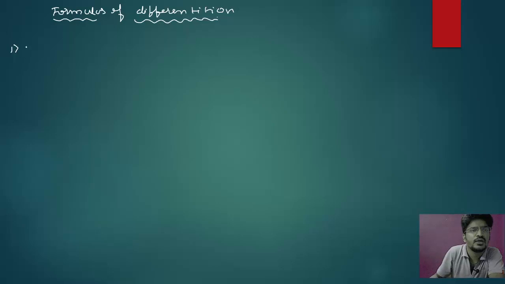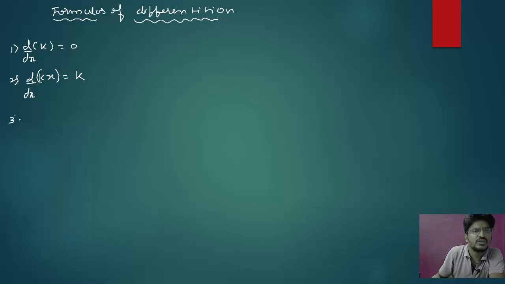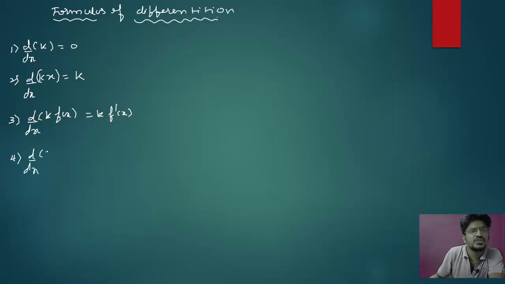So first, differentiation of k, 0. Second one, differentiation of k into x, k. Third one, differentiation of k into f of x, k into f dash of x. Fourth one, differentiation of x to the power of n, n into x to the power of n minus 1. Next, differentiation of x, that is 1.